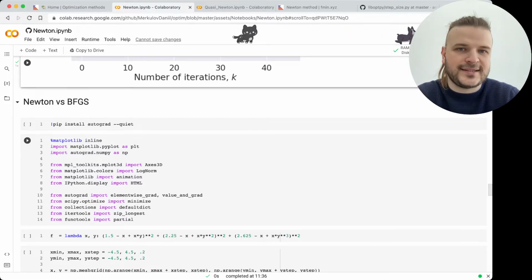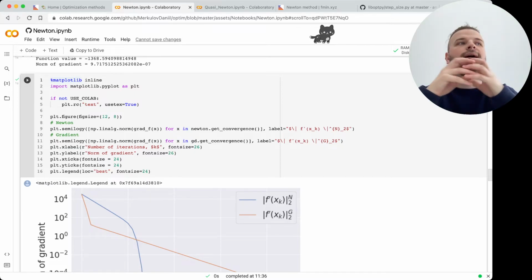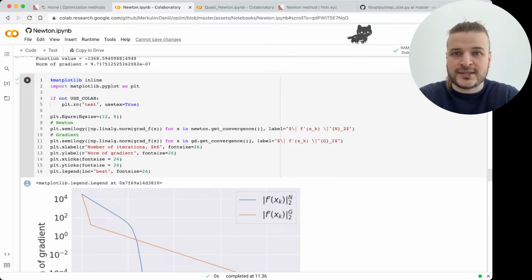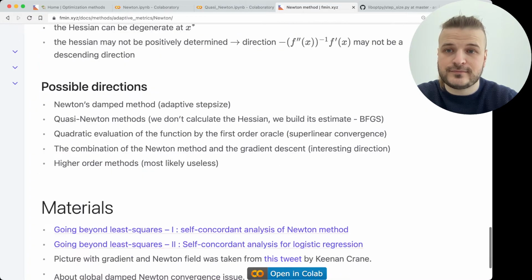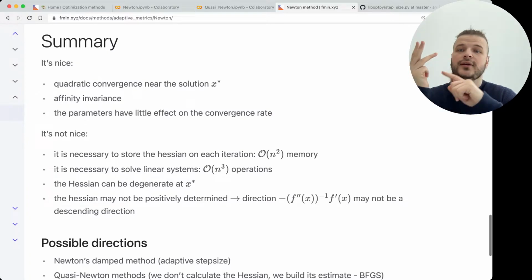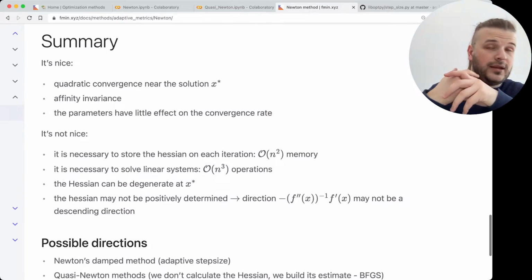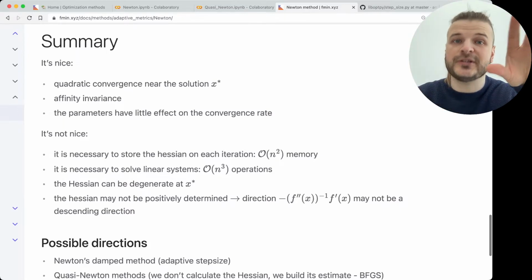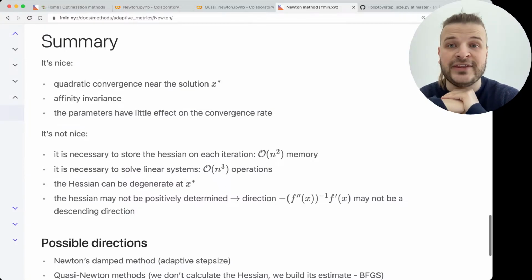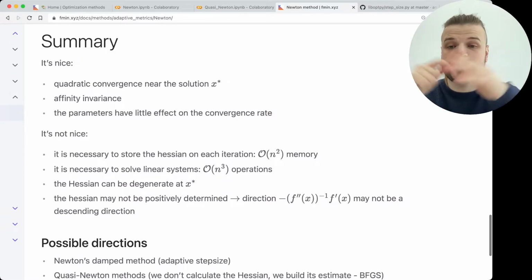Okay, that's it. The next important theme is quasi-Newton methods, which try to address the problems of the Newton method itself. Let's sum up what we have for the Newton method: very fast quadratic convergence, affine invariance, and in the linear case, no hyperparameters. But in fact, we'll have the damped Newton method, with a step size selection procedure, which is typically some backtracking idea.